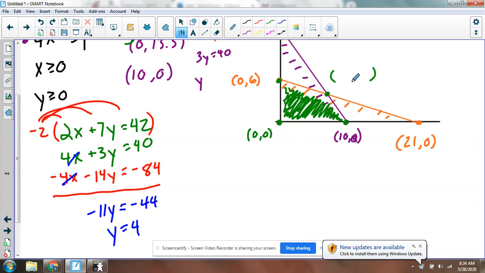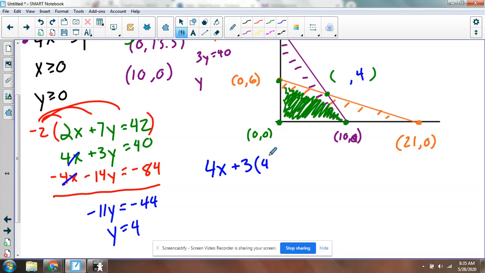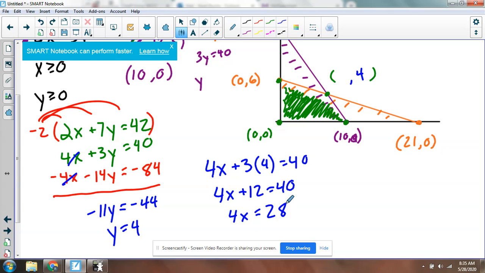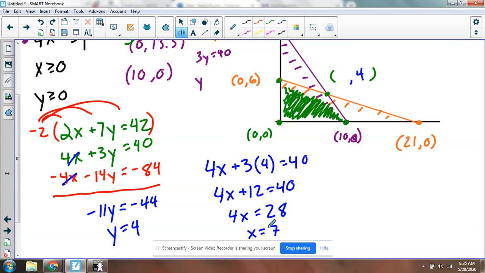So that's a nice number. So the y value here is 4. To get the x value, you're going to take that y value and stick it back into either equation. I'll stick it into the second one. 4x plus 3 times 4 is 40. 4x plus 12 is 40. 4x, I'm going to subtract 12 from both sides, 28. So I get x equals 7. So this is the point (7, 4).